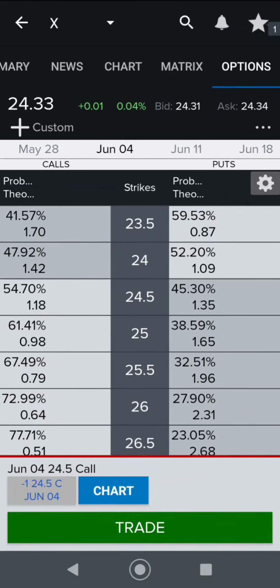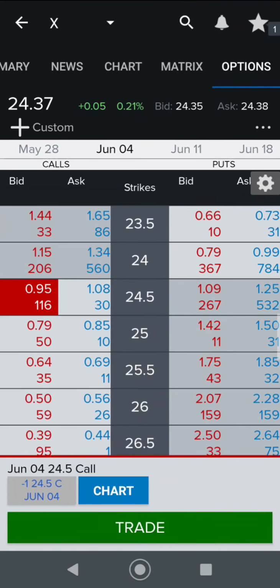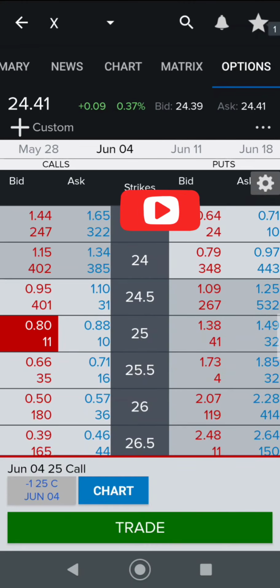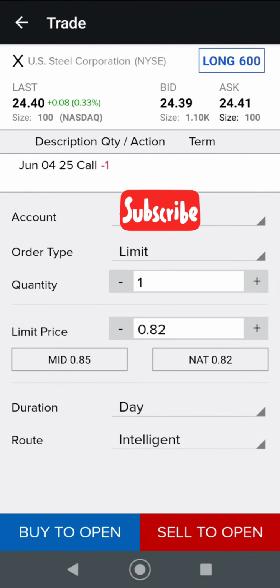Let's see what's probability. 54%. Okay, let's go a little bit higher. Alright, even 25.